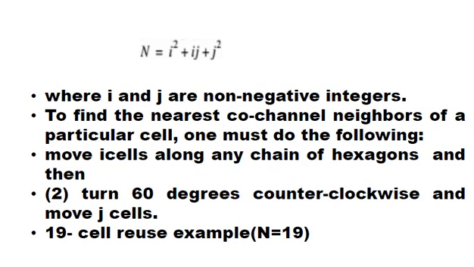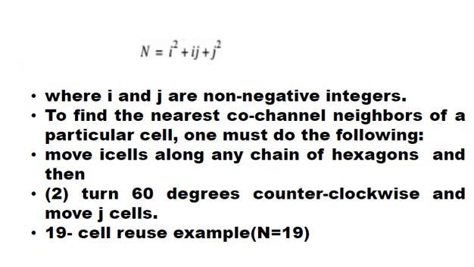N equals i squared plus ij plus j squared, where i and j are non-negative integers. To find the nearest co-channel neighbors of a particular cell, one must do the following. First, move i cells along any chain of hexagons, and then, second, turn 60 degrees counterclockwise and move j cells.